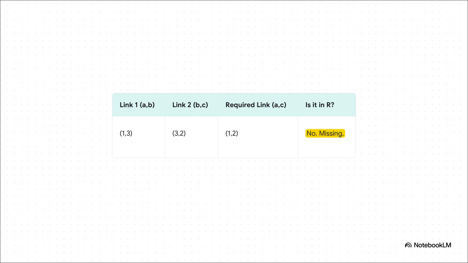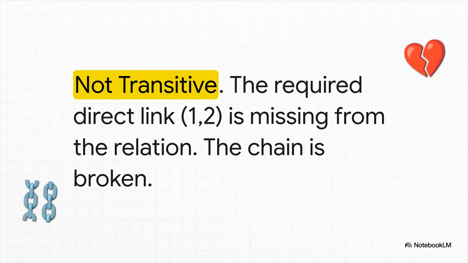Let's trace just one of these chains. Our relation has a link from 1 to 3, that's our AB. It also has a link from 3 to 2, that's our BC. So the transitive property demands that a direct link from 1 to 2, our AC, must also be in the list. But if you look at our evidence, the pair 1,2 is nowhere to be found. It's missing. And there's our verdict. We found a broken chain. That shortcut from 1 to 2 that the rule required doesn't exist in our relation. And because of that one missing link, this relation is not transitive.